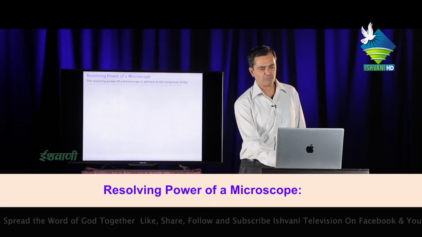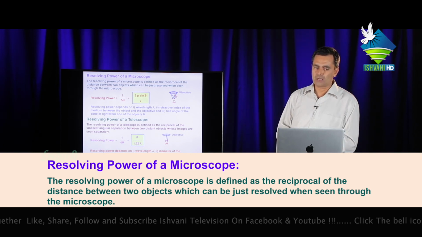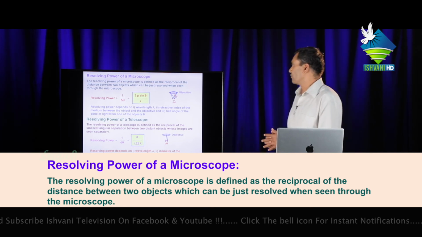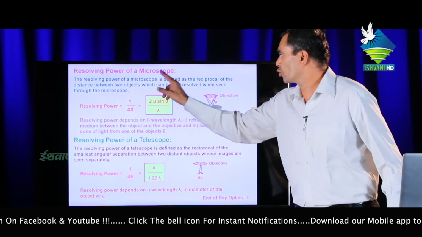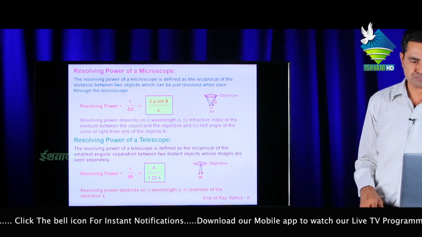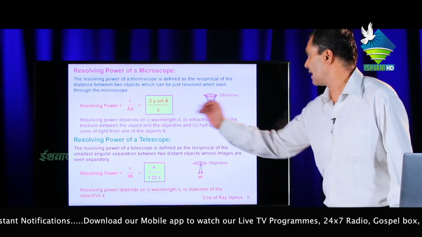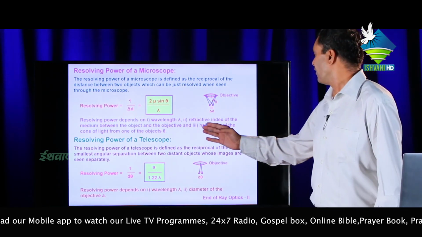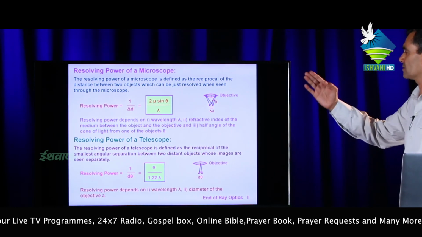Next, resolving power of a microscope. The resolving power of a microscope is defined as the reciprocal of the distance between two objects which can just be resolved when seen through the microscope. The resolving power of a microscope is the reciprocal, 1 upon resolving limit. It depends on the wavelength lambda, the refractive index mu, and theta, the half angle of the cone of light from one of the objects.